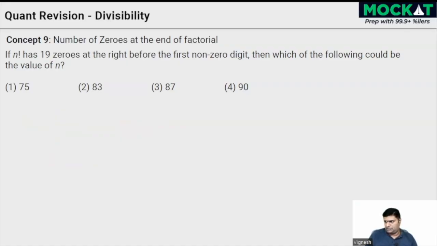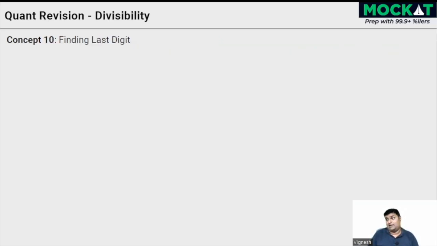Moving to the next major concept of this lesson, that's finding the last digit. How do you find the last digit? We've seen this in the lesson. Cyclicity, we need to remember. What are the different cyclicities over here: 1, 2, and 4.